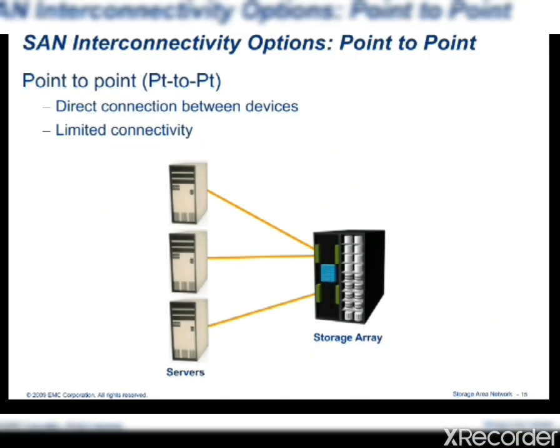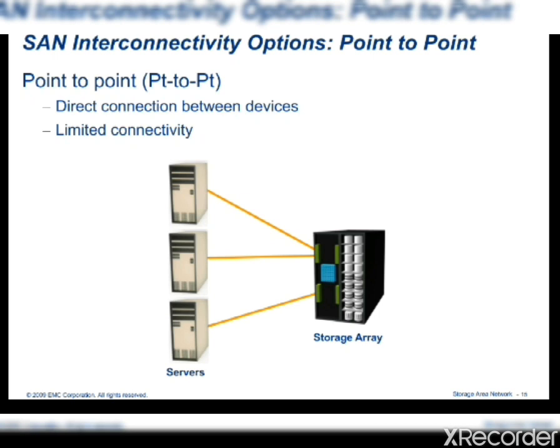Next we are going to study FC connectivity. The FC architecture that we have studied supports three basic interconnectivity options. The first one is point to point, the second one is arbitrated loop, and the third one is fiber channel switched fabric. Let's discuss them one by one. The first one we will be discussing is point to point. As the name suggests, it states that two devices are connected directly to each other. This figure tells you that there are two devices which are directly connected to each other.